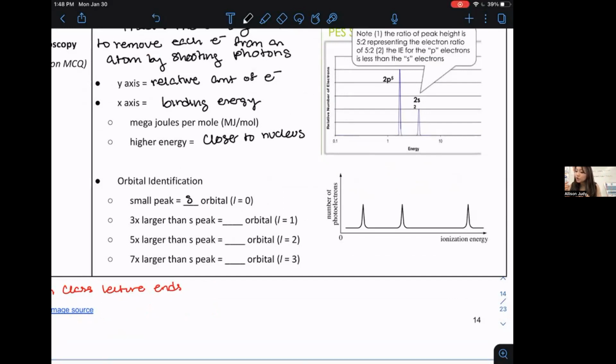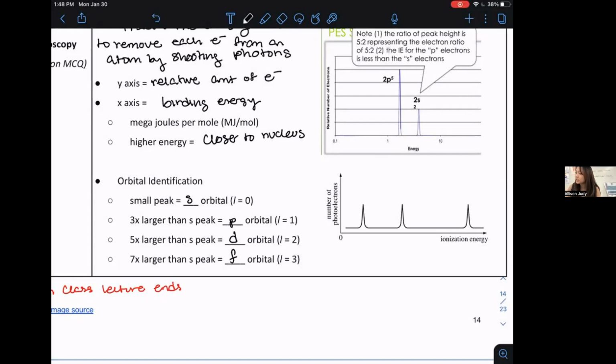If you're 3 times larger, you're the p orbital, because a p orbital can hold 6 electrons. Now, if you're a partially filled p orbital, you might be a different ratio. If you're 4 out of the 6, you're going to be twice as large as the s peak, because the s peak is 2. You filled it, you moved on to p, and now you have 4 out of 6. You're going to be twice as large, but it could technically have the capacity of being 3 times as large. If you're 5 times larger than the s peak, that's going to be your d, and 7 times larger is going to be the f.